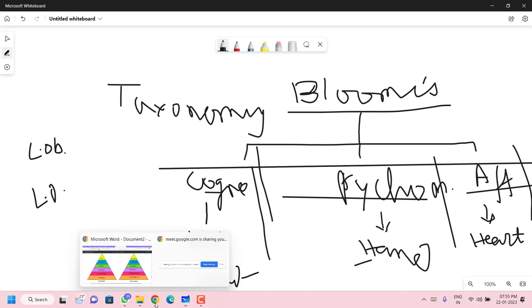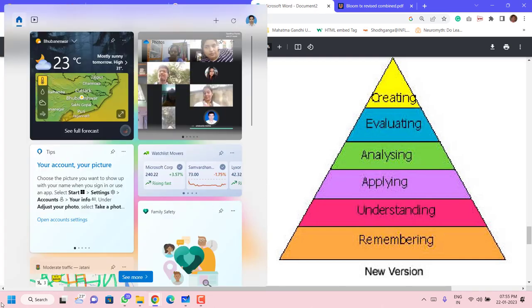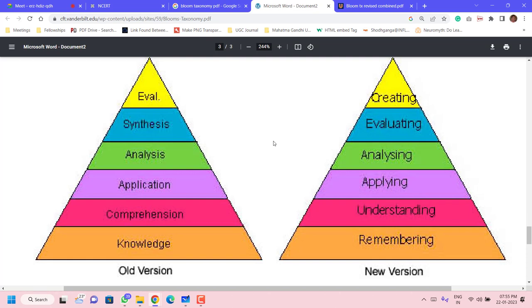The next thing we will see is the different subdomains under the cognitive domain. When we see that, you might have seen two pyramids. One pyramid is the old version, another is the new version. The new version was proposed by Anderson. Anderson was a student of Bloom, and Bloom proposed the original one. This is the original taxonomy under the cognitive domain. These are the subdomains under the cognitive domain. This was proposed by Bloom, and this is the revision of the original subdomains, made by Anderson.